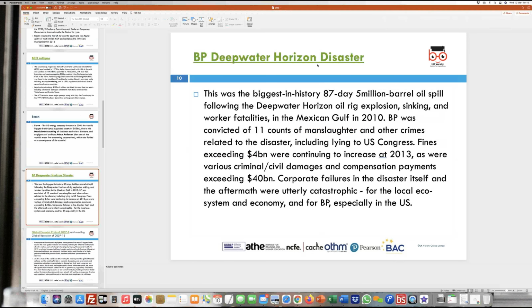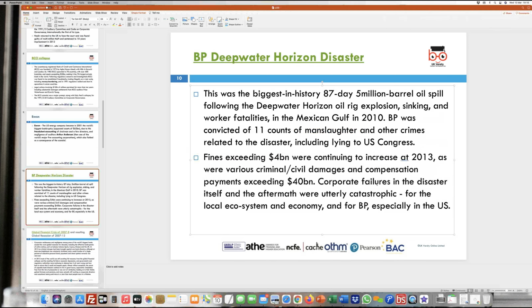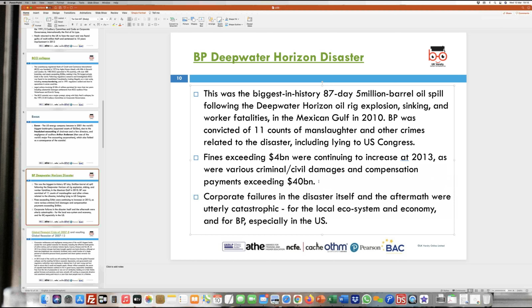And when we look at BP, the Deepwater Horizon disaster, there are lots of things which went wrong for this company. In terms of its CSR, corporate social responsibility, one of the reasons why they were fined heavily was that it led to the destruction of the local environment, which means the kind of environmental pollution it created for the Gulf of Mexico in particular. That was the major problem of corporate social responsibility.